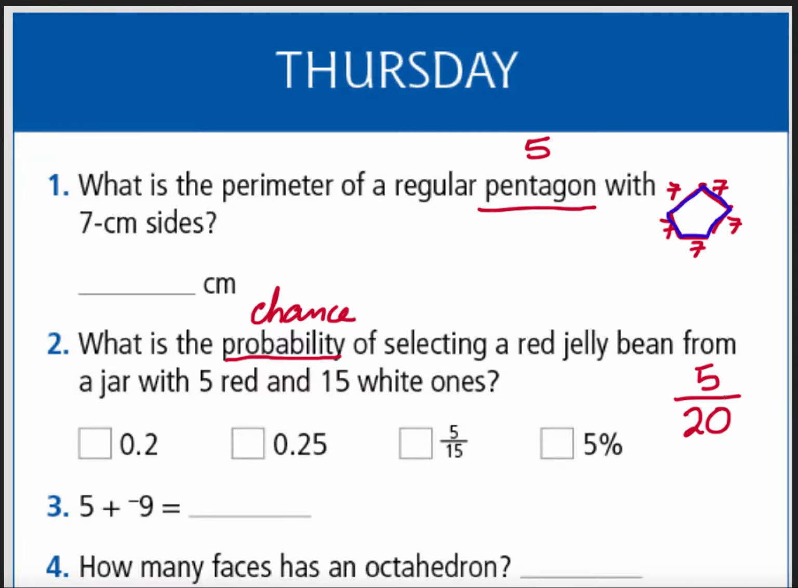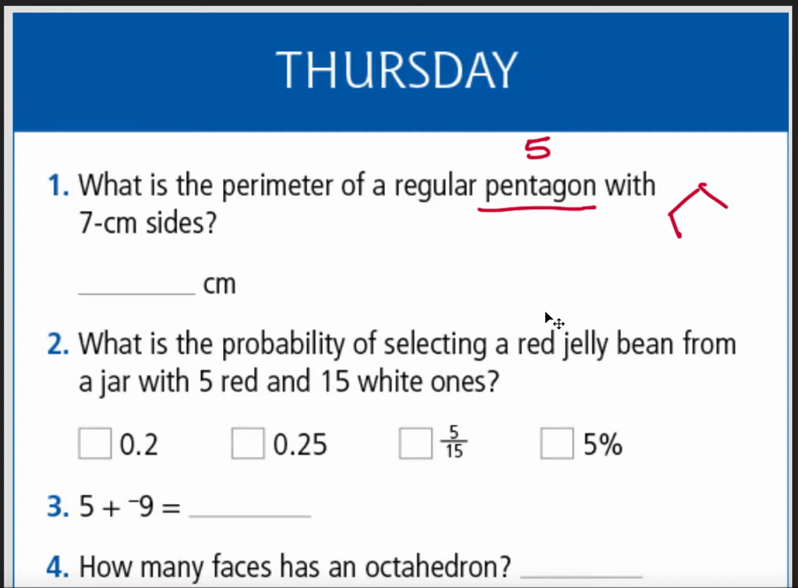And that is, well, we can simplify that. We can divide the top by 5 and the bottom by 5. And if we divide the top by 5, we get 1. If we divide the bottom by 5, we get 4. And all that we've done there is simplify this fraction. So your chance of picking a red jelly bean is actually 1 in 4. And the thing you're asked to do then is pick, what is this fraction equal to? Is it 5%, 5 over 15, 0.25, or 0.2? Okay, and that'll give you the answer for that one. I'm hoping you know which decimal is equal to a quarter.